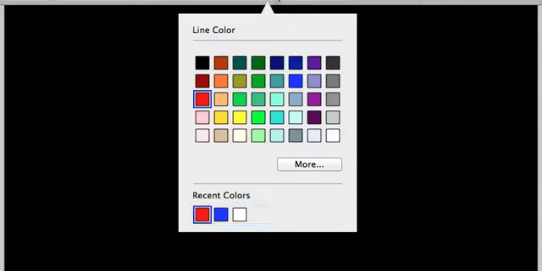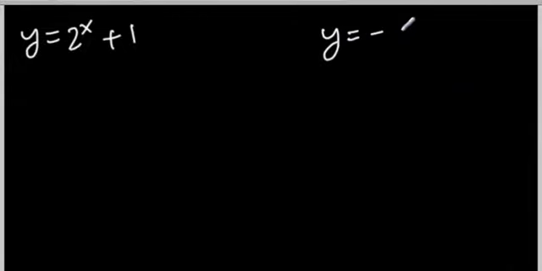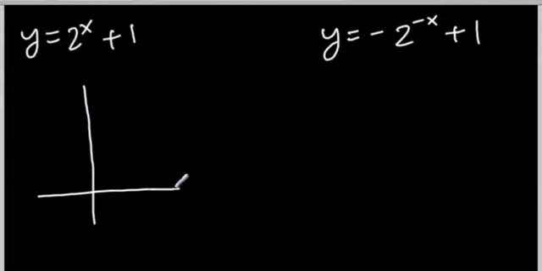Finally, let's do another example where we have reflections across both the x and the y. And remember, now it's really just a reflection across the y-axis and the asymptote. So once again, let's draw this 2 to the power of x plus 1, and let's do negative 2 to the power of negative x plus 1. The first thing we draw is the asymptote, and this obviously is an exponential growth.